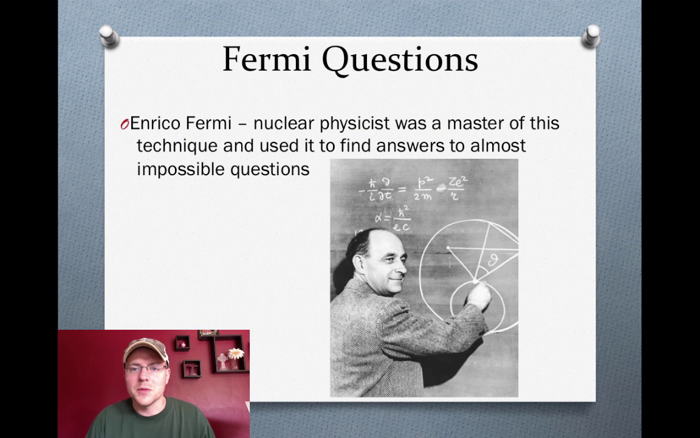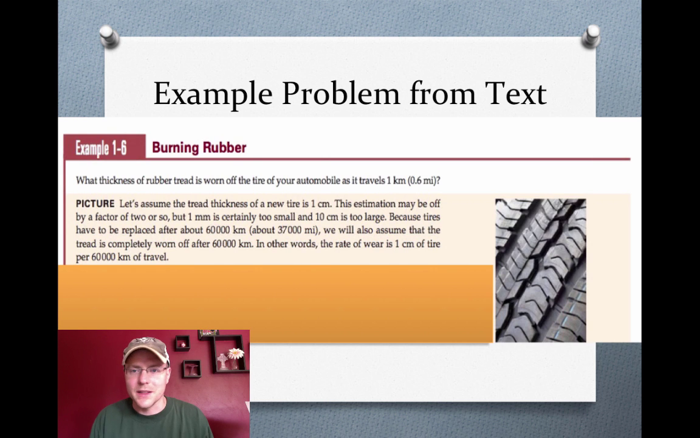One of the most famous people that was really good at doing these estimation type questions was Enrico Fermi. He's more famous for being a nuclear physicist and working on the first atomic bomb, but he was also able to use this technique to kind of find out answers to almost impossible questions. So some of the estimation questions here I'm going to show you will be examples of what we call Fermi questions, like this one from the text. This one is in your guide and notes.